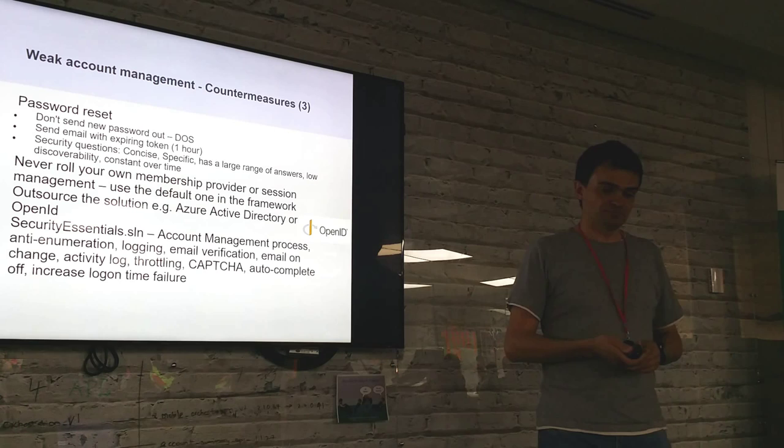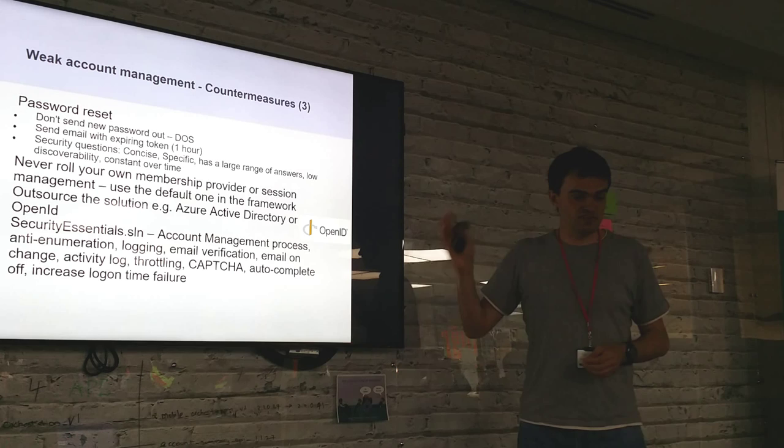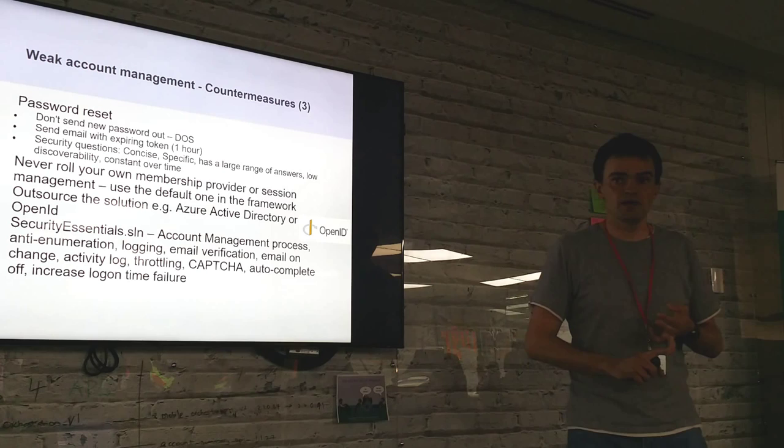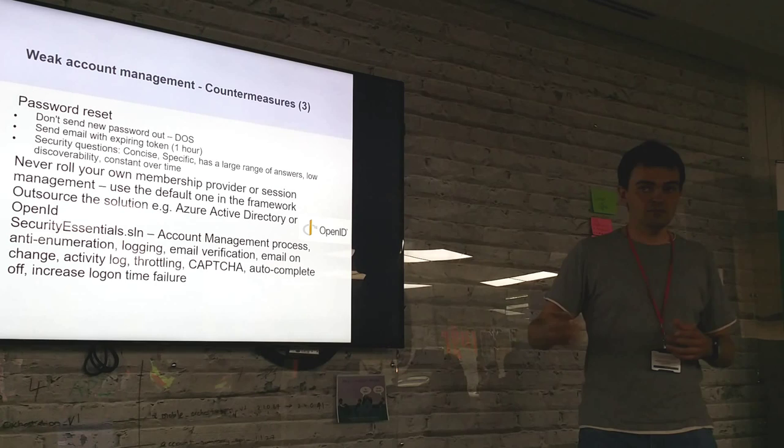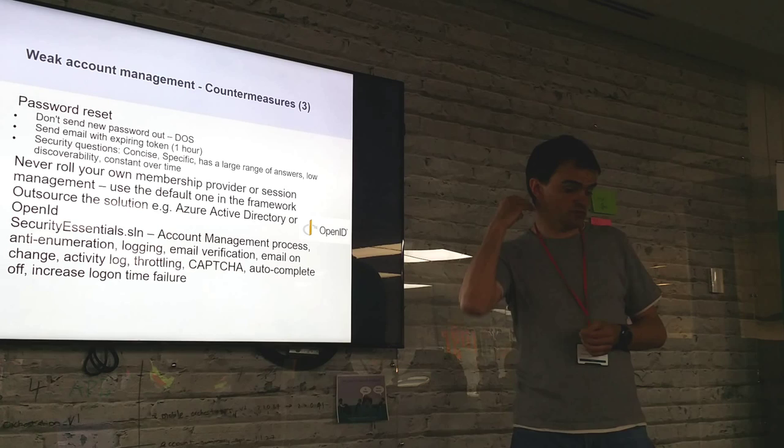So in the Security Essentials project, there's a pretty decent account management process. It prevents enumeration. It prevents throttling. It's got CAPTCHA, it logs any attempt to change security information, verifies the email and any changes, logs all activity, and sets autocomplete off, which I didn't mention.